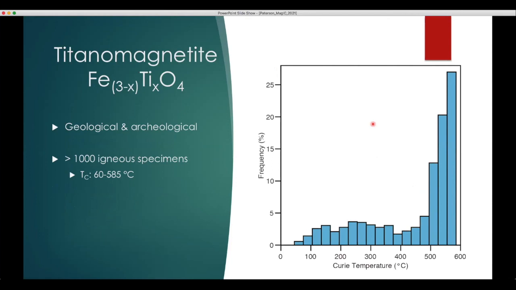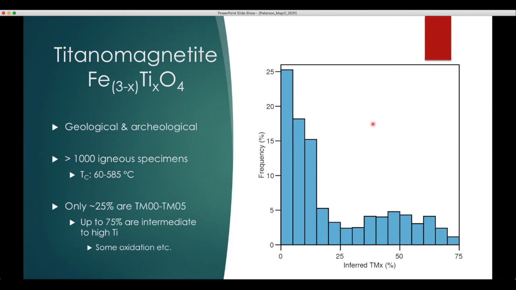So we've compiled together around 1,000 Curie temperatures from igneous rocks. We see a range of Curie temperatures that are about 60 to nominally 585 degrees Celsius. And so we can use this relationship with the Curie temperature to get a rough estimate of how common titanomagnetites are. So if we turn these Curie temperatures into an inferred TM composition, what we find is that about 25% of all of the minerals that are recorded in these 1,000 igneous specimens are magnetite, or they're very, very low titanomagnetite, so TM0 to TM5.